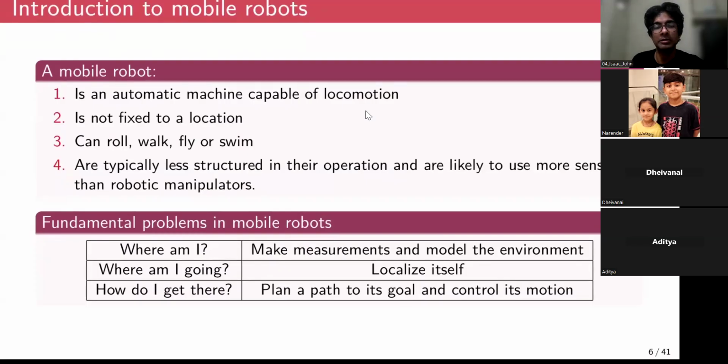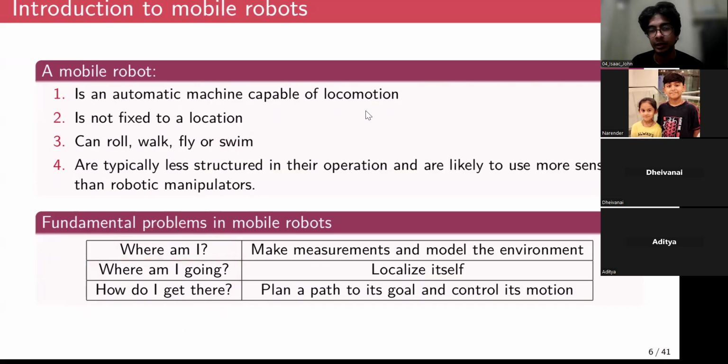what are the fundamental problems that are addressed by a mobile robot? The fundamental problems can be formulated as these three questions. Where am I? A mobile robot is asking these questions to itself. Where am I going, and how do I get there? So these are basically the purpose of a mobile robot. So how do you answer these questions?